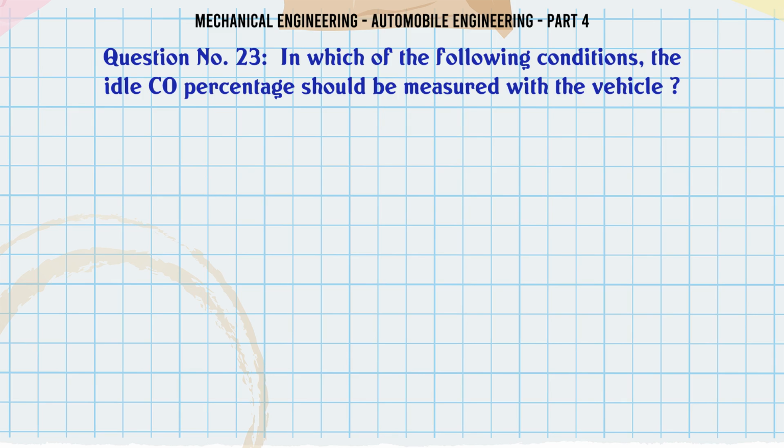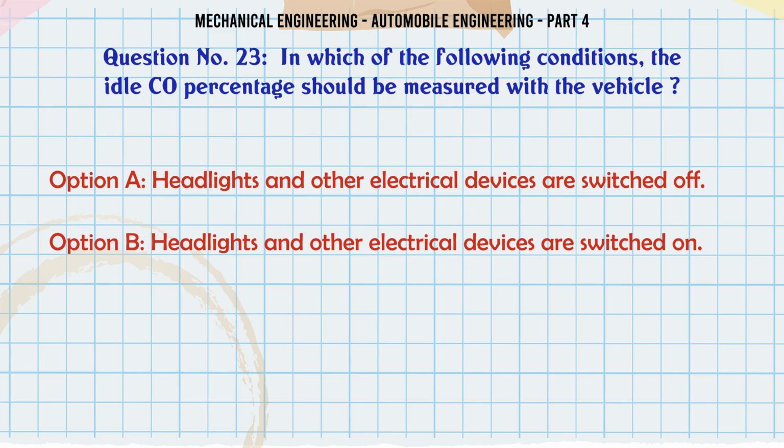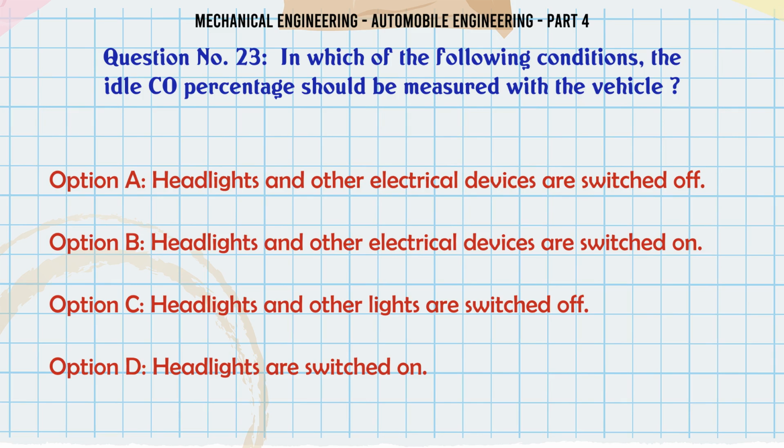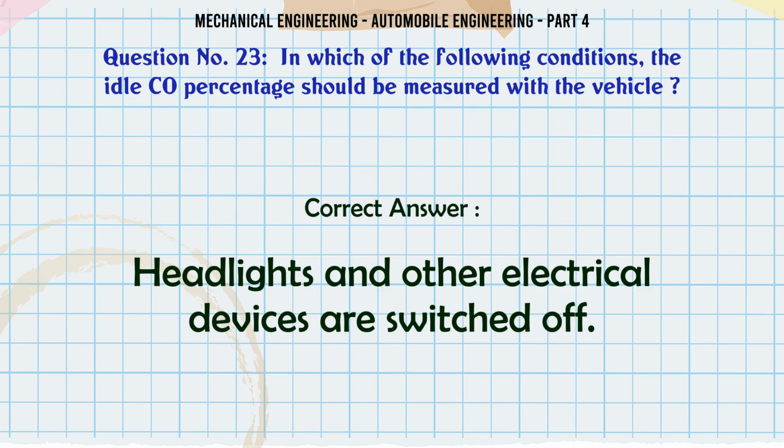In which of the following conditions should the idle CO percentage be measured with the vehicle? A. headlights and other electrical devices are switched off, B. headlights and other electrical devices are switched on, C. headlights and other lights are switched off, D. headlights are switched on. The correct answer is headlights and other electrical devices are switched off.